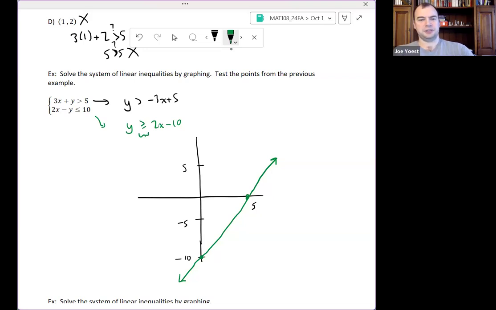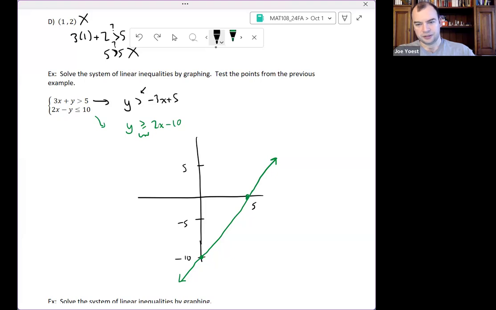My green line is related to this non-strict inequality. So points that are on the green line are still capable of solving the system of linear inequalities, provided that the points that are on the green line also satisfy the black inequality. However, the black inequality is a strict inequality. The points that lie directly on the black line, y equals negative 3x plus 5, can never satisfy the system of linear inequalities, because if y equals negative 3x plus 5, it cannot be true that y is strictly greater than negative 3x plus 5.